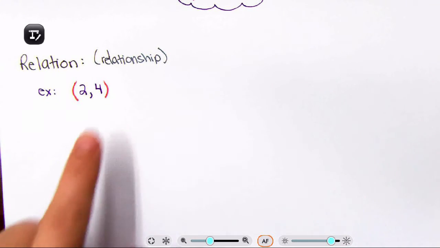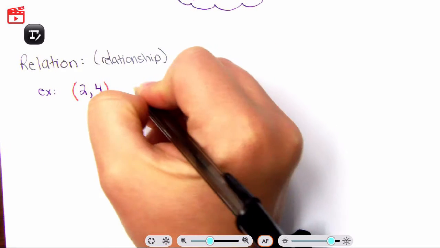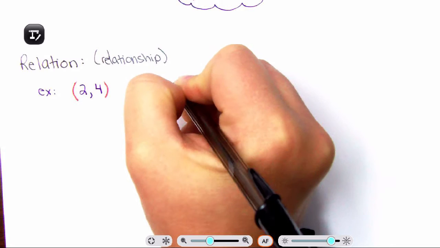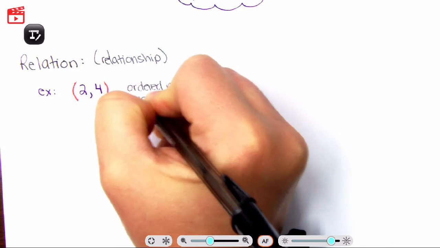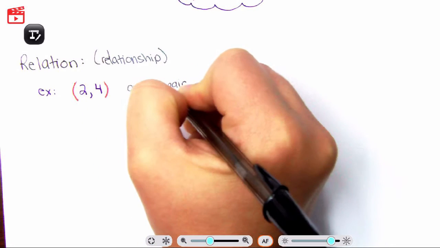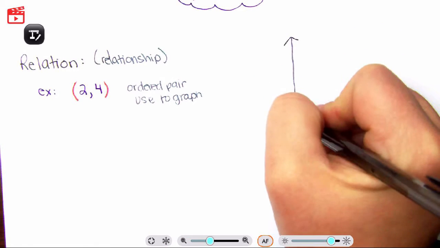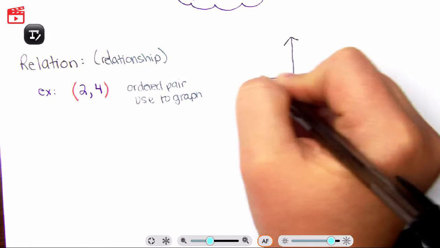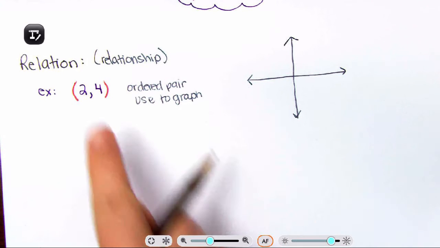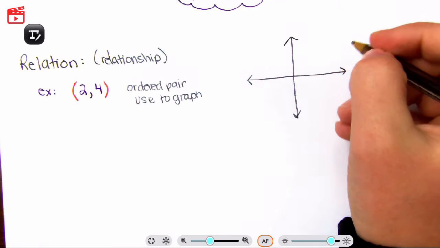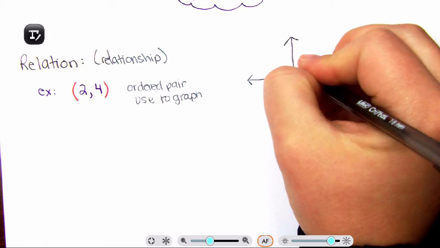So what does that mean? Well, now this is an ordered pair. And we're going to use that to graph the ordered pair. So how do we know something is a relationship with each other? It is grouped. It has a comma between it, and we know that these two numbers have a relationship with each other.